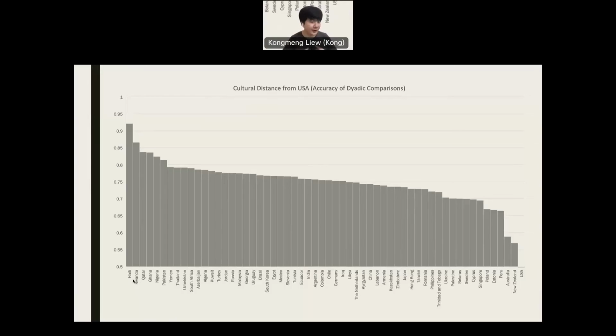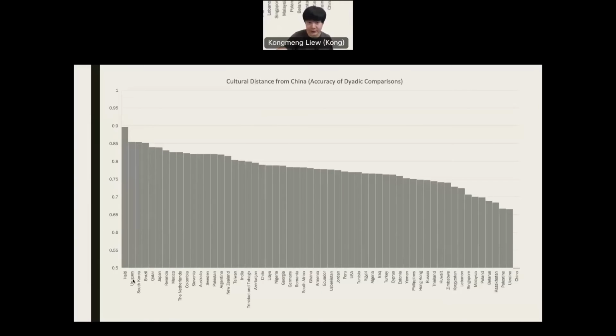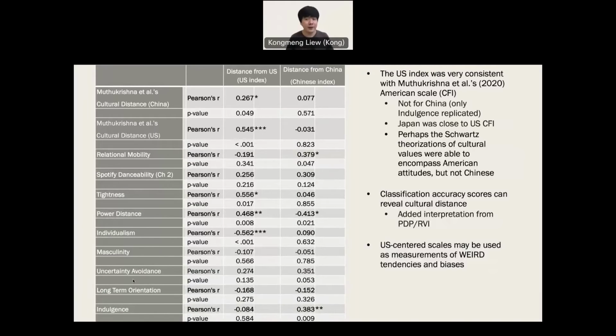Because for Muthukrishna, he looked at cultural distances from the US and from China. We also look at differences from the US and China, and we compared them. Bear in mind that while Muthukrishna's paper looked at all variables in the World Values Survey, we only look at Schwartz values. But even then, for the US index, we managed to replicate quite well some of the things that he found in that data set.